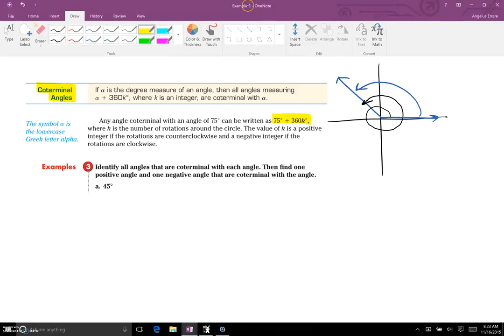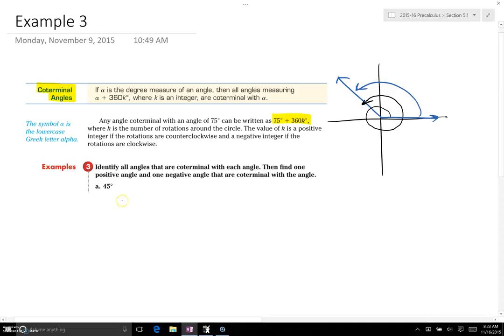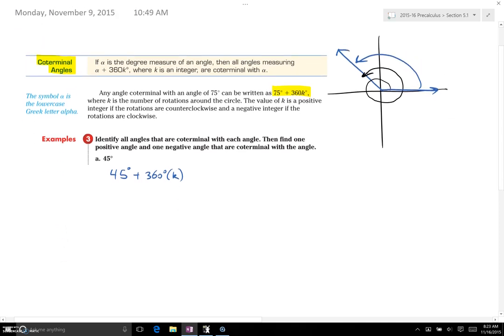So for the first example, it says identify all the angles that are coterminal with 45 degrees. We obviously can't write them all out because there's an infinite number, so we'll have to express it like this: 45 degrees plus 360 degrees times k. And that'll give us every possible coterminal angle.